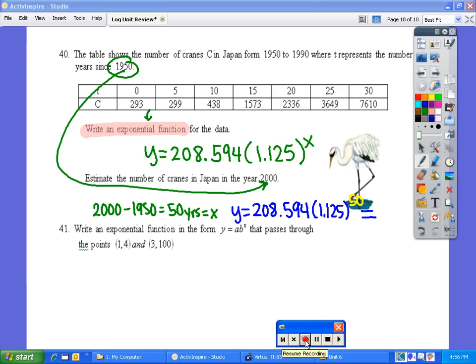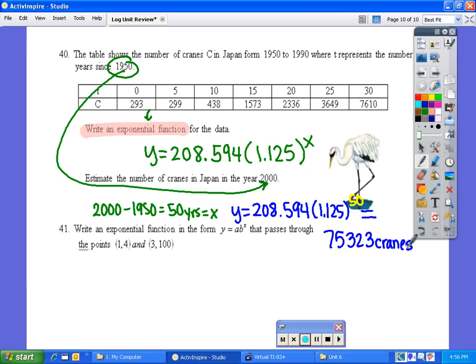75,323 cranes. Please remember, these are living creatures. Cranes, even a crane, like a regular crane from construction, those are objects, and you can't have pieces of objects and living things. So please make sure that you take away the decimal. Don't round up. Just take away the decimal and write that answer down.